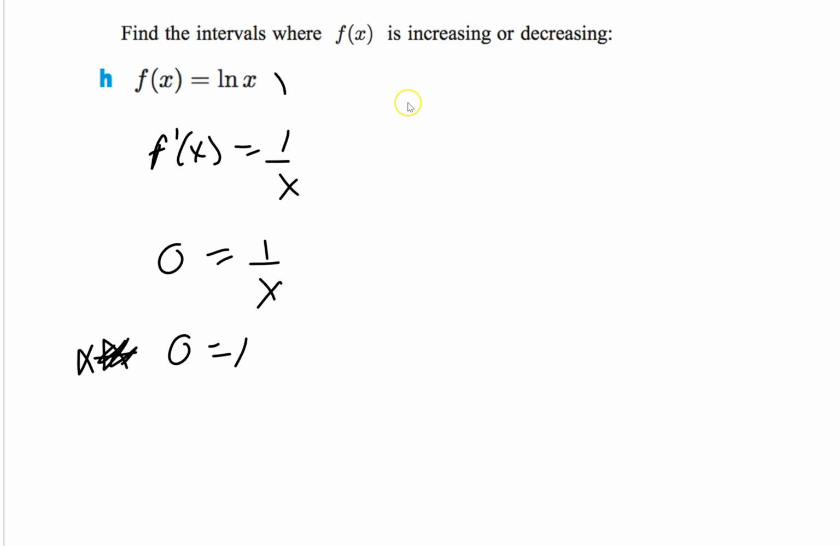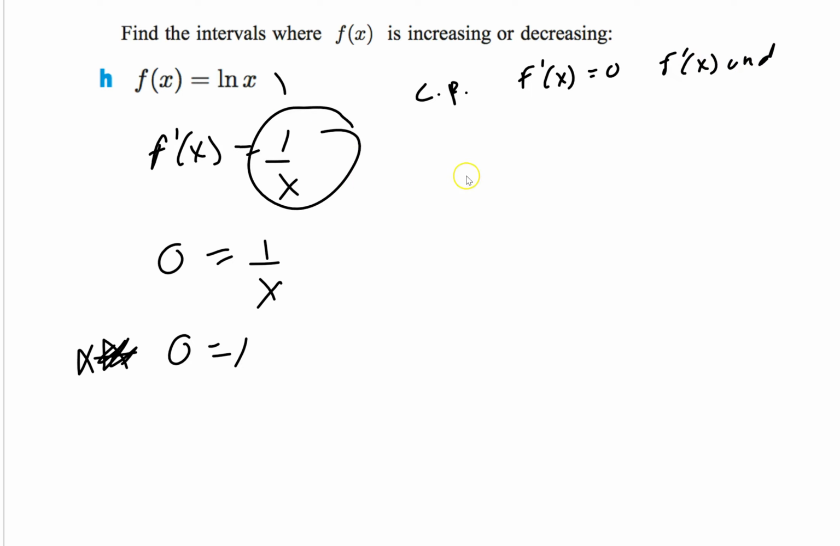But remember what we talked about? Critical points are when you set the derivative equal to 0 or where it's undefined. This has an undefined point. x can't be 0, because that makes the denominator 0. So x equals 0 is my critical point. When I solved I got nothing, but there was an undefined at 1 over x. So you just do that.